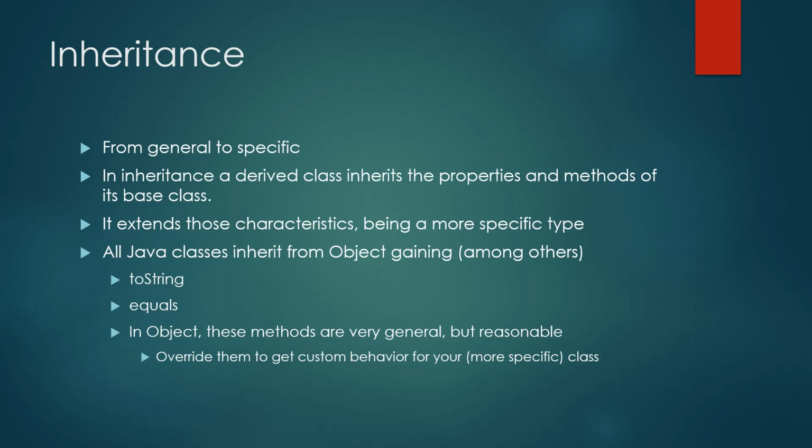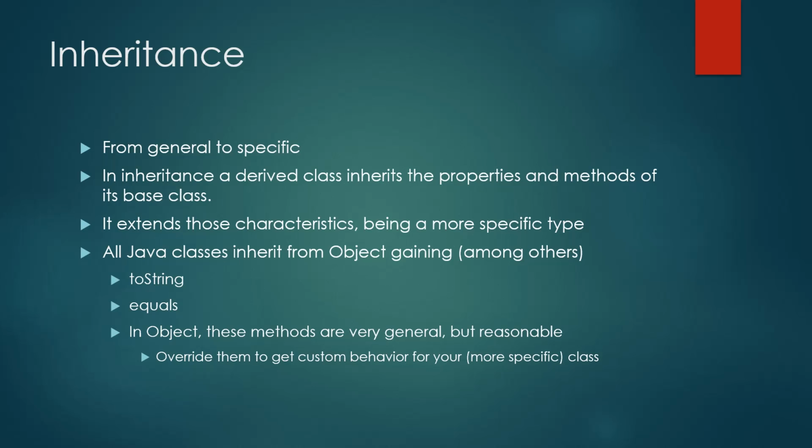Inheritance. Inheritance is a process of reasoning from general to specific, and it helps in design. In inheritance, a derived class inherits the properties and methods of its base class. It extends those characteristics, becoming a more specific type. All Java classes inherit from Object. So there's always inheritance. Whether you explicitly agree to it or not, you always inherit from Object.